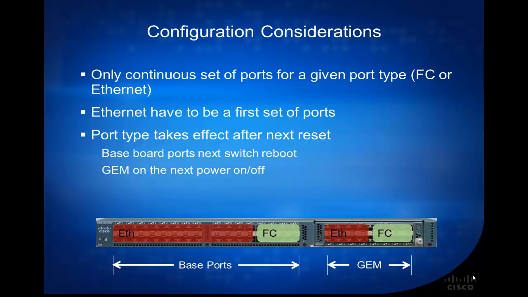If you make the Fiber Channel and Ethernet split on the base ports, then you need to reboot the entire switch before the changes take effect. If you make the port changes only on the GEM module, then it only needs to reset the GEM module itself. You don't reboot the entire switch. So the recommendation for any Fiber Channel and Ethernet configuration change is always to do it on the GEM module itself, because it's less intrusive and you only need to power off and power on the GEM module.